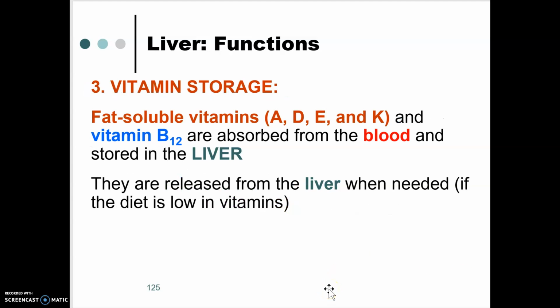The liver also has a tremendous capacity to store vitamins. So our fat-soluble vitamins like A, D, E, and K, as well as B12, they're all absorbed from the blood and stored in the liver. So if we are eating quite well and we have a healthy diet, and we have an excess of these vitamins than we need, then the liver will store them. And then maybe later on our diet's not as good, or we're fasting, or we don't have access to these vitamins readily, then the liver can release those vitamins so that our metabolism stays healthy and functions normally.